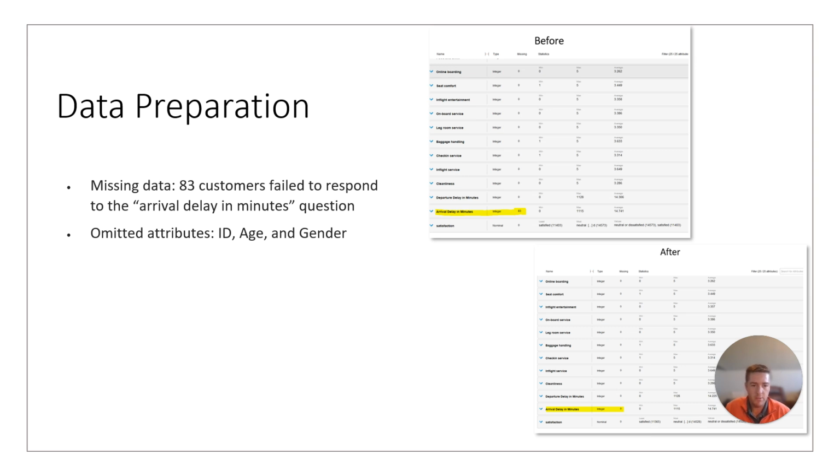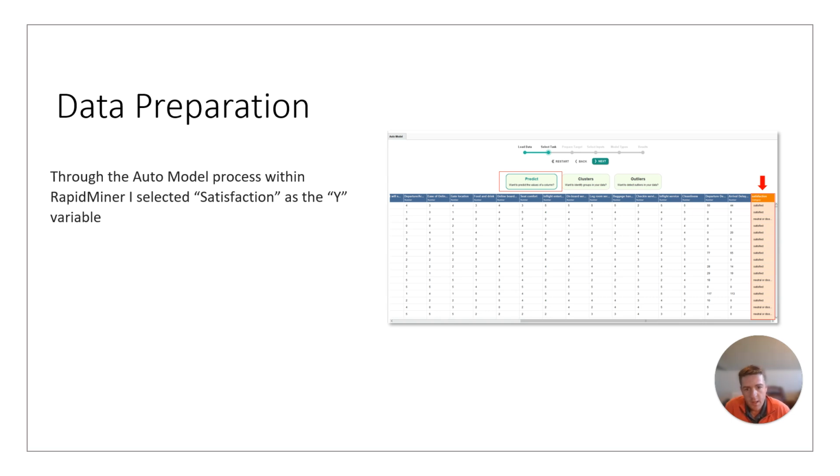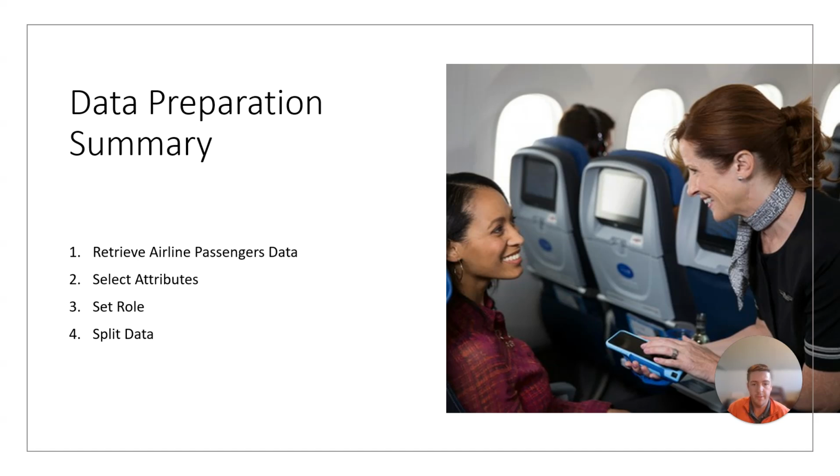When preparing to run the model, I will exclude the following attributes as they will not be beneficial: ID, age, and gender. Age and gender are identifiers that contain sensitive information on customer privacy and will not affect the output of the model. And then ID, we removed ID just to avoid potentially skewing the data. Next, within the auto model feature in RapidMiner, I also selected satisfaction as the Y variable to compare the data against. Later on in the report, I will also highlight the steps I took to split the data into testing and training sets when constructing the model manually.